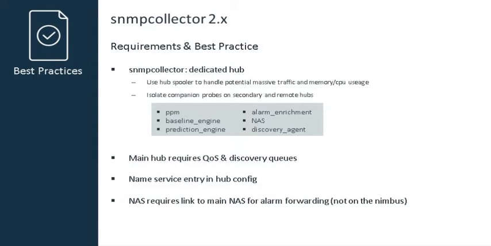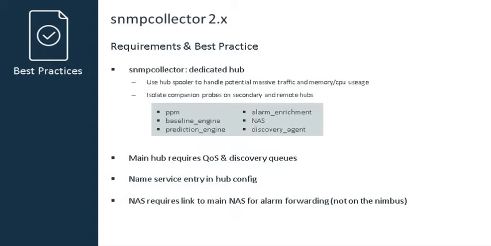It's strongly recommended that you install SNMP Collector on a dedicated secondary hub. This is primarily due to the massive amount of traffic and memory that the probe uses. The hub spooler for UIM is recommended over the robot spooler, due to its superior output and flow capability.